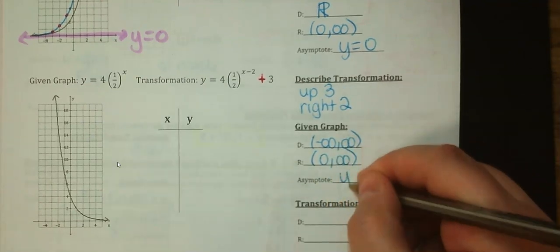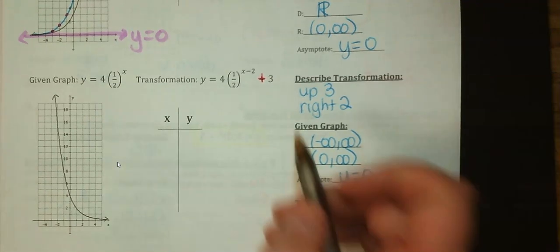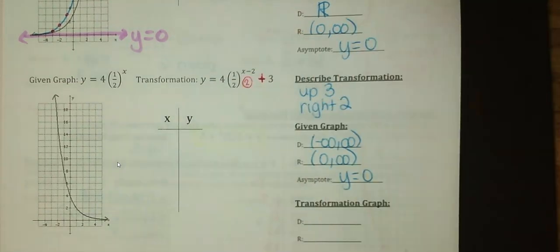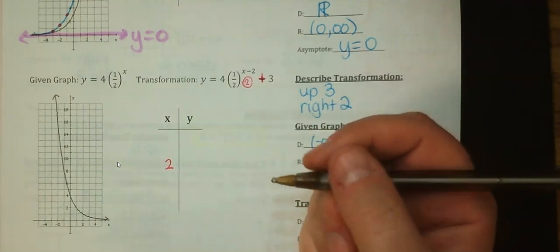The asymptote is the x-axis. Okay, so for our shifted graph, remember, if you have a movement left or right, this one goes to the right 2. Make that number that would set that exponent equal to 0 the middle of your table. It'll give you a better picture of the graph.